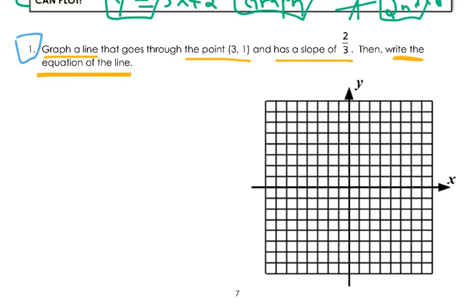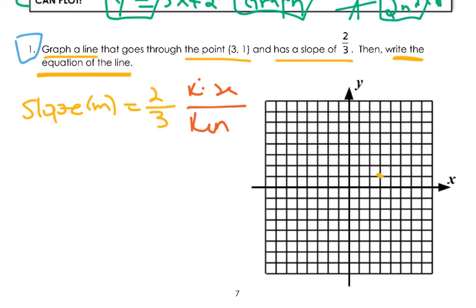Okay. Well, the first thing I'm going to do is plot (3, 1). So to plot (3, 1), I'm going to go to my x-axis. I'm going to go 1, 2, 3. I'm going to go up 1. So that's my point right there. Okay. Now I'm going to use my slope. Remember, your slope is 2 over 3. This is your rise over your run.